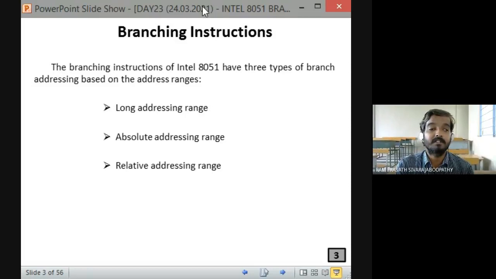What about the case of relative addressing range? We can jump forward by 127 locations or reverse by 128 locations. Here we mention only the relative offset value, which is an 8-bit signed number. Based upon its value, the program execution is transferred forward or reverse. What about the range? Minus 128 to plus 127. That is all we have discussed in the theory session.